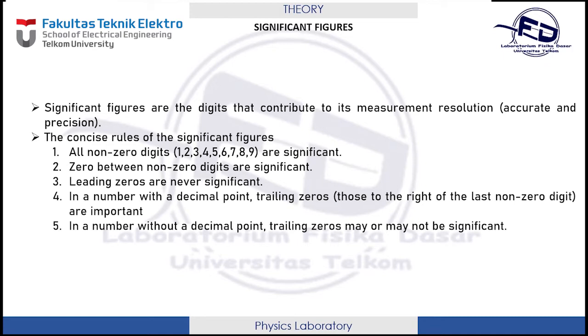2. Zeros between non-zero digits are significant. 3. Leading zeros are never significant. 4. In a number with a decimal point, trailing zeros, those to the right of the last non-zero digit, are significant. 5. In a number without a decimal point, trailing zeros may or may not be significant.